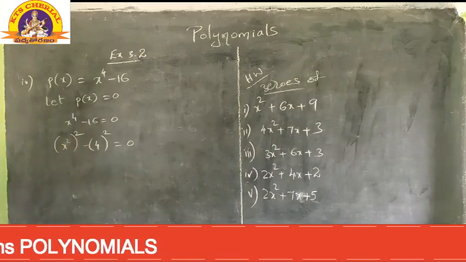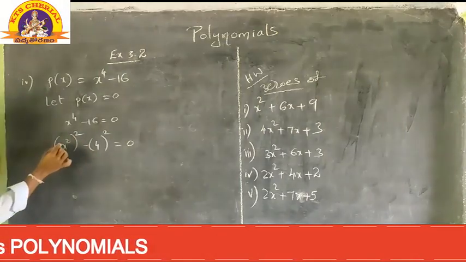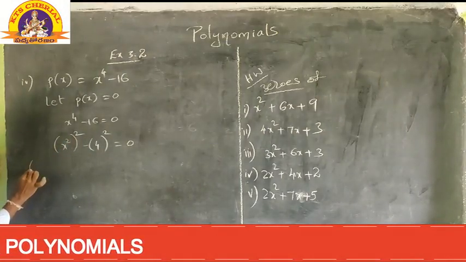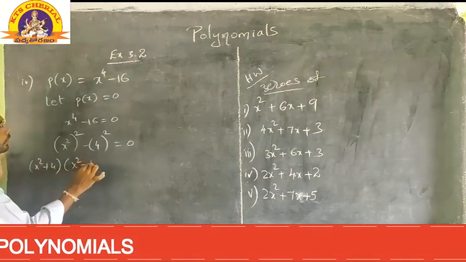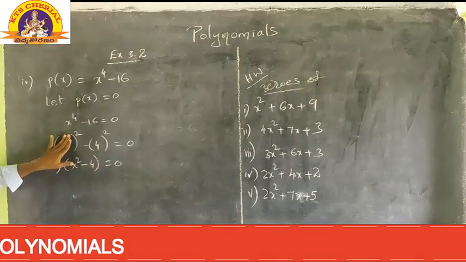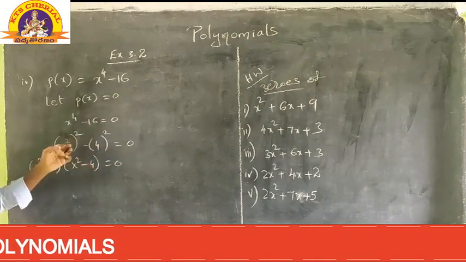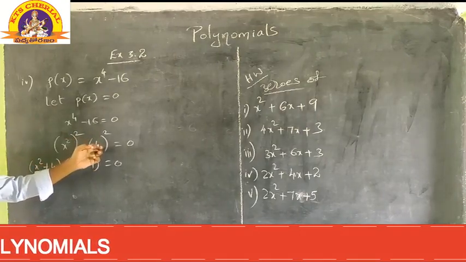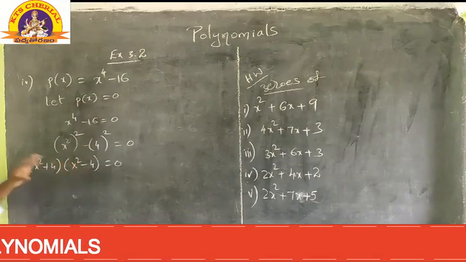You already know that identity: a square minus b square equals a plus b into a minus b. So by using this identity, how can you write it now? I can write it as x square plus 4 into x square minus 4 equals 0. If you assume x square as a single term, then it is a square minus b square, so a plus b into a minus b.